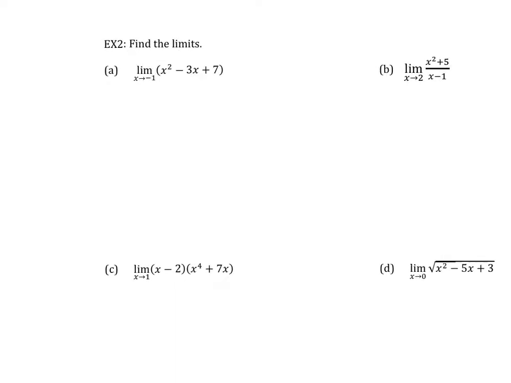We're going to evaluate these limits, but we're going to do plug and chug. In part A, notice that x squared minus 3x plus 7 is a polynomial. So to evaluate this limit, all I have to do is plug in -1 for x. Now remember, once I've done that, I don't need that limit notation, because now I've evaluated the limit. So what we get is 1 plus 3 plus 7, or 11.